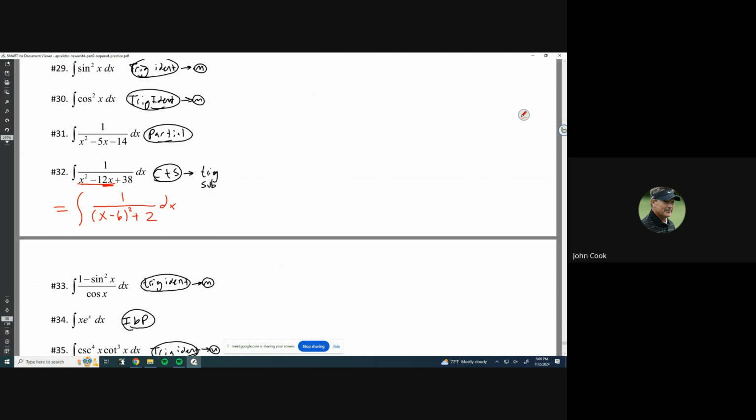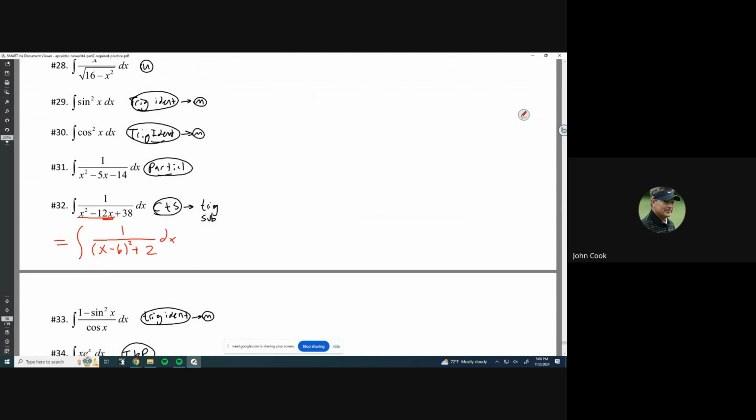This can be used just as a regular old trig sub now. So if you have something squared plus some other number squared, this is going to be tangent. So what you can do is substitute that x value in, x minus 6, with, let's see, what's the square root of 2? Well, it's just square root of 2 times tangent of theta. And then if you use the derivative, dx is equal to square root of 2 secant squared of theta d theta. And with direct substitution, here's what you'd end up with.